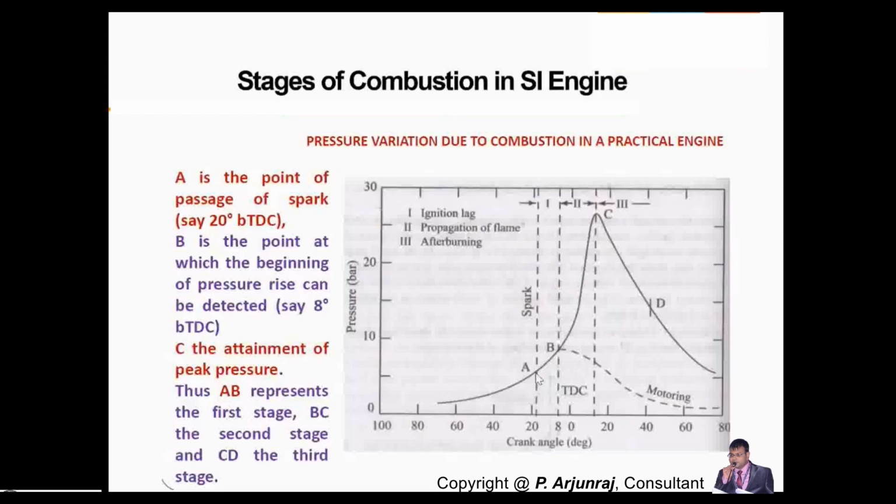So now we go with the stages. The first one is A to B. A to B is the first stage, called the ignition lag. Here it is going to be 20 degrees before top dead center. A is the point of passage for the spark, and B is the point at which the beginning of pressure rise will happen. Even the pressure rise can happen from A to B also, but the sudden pressure rise will happen after B. So B is the starting point for the pressure which is going to be higher, and C is going to be the high peak pressure. So AB is the first stage, the ignition stage, then the flame propagation stage, and the after-burning stage.